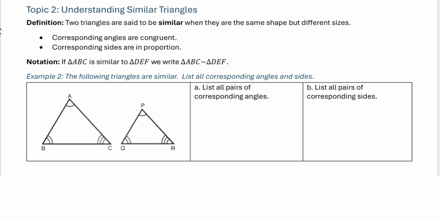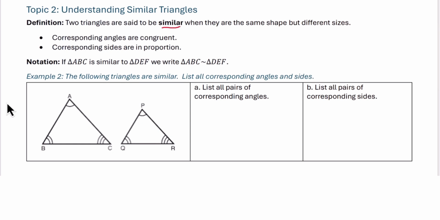Two triangles are said to be similar when they are the same shape but different sizes. Corresponding angles are congruent and corresponding sides are in proportion. The notation that we'll use, if triangle ABC is similar to triangle DEF, is this symbol. There's a tilde between the two triangles.